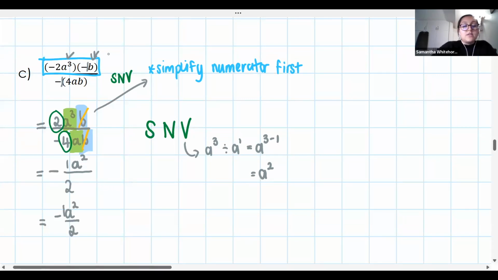If you want to write negative 1a squared, that's fine. Makes no difference whatsoever. It is completely up to you how you choose to write it. Personally, I don't write my coefficient of 1. I would just leave it as negative a squared over 2, but it's completely up to you.